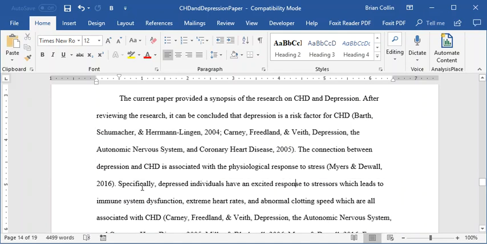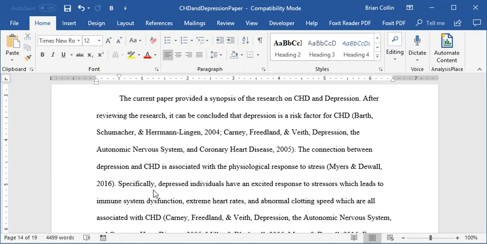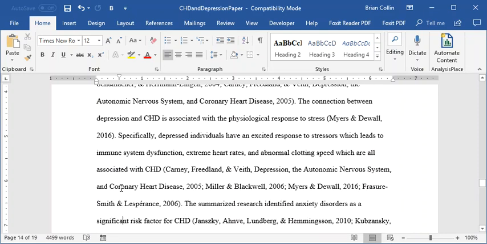Let me go back. I said one sentence: depression and heart disease were associated with a physiological response to stress. Sometimes when you don't clearly state something, or you make a broad statement, or the article says more than a general statement, you want to give a second sentence to express that in more detail. Specifically is a good connector to do that, so I like to use it. So specifically, depressed individuals have an excited response to stressors, which can lead to immune system dysfunction, extreme heart rates, and abnormal clotting speed, which are all associated with heart disease.